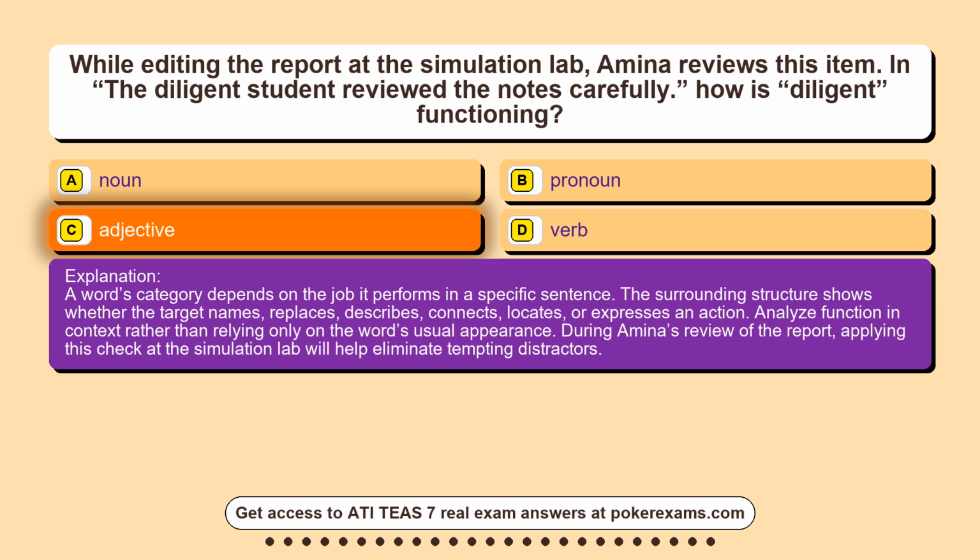A word's category depends on the job it performs in a specific sentence. The surrounding structure shows whether the target names, replaces, describes, connects, locates, or expresses an action. Analyze function in context rather than relying only on the word's usual appearance. During Amina's review of the report, applying this check at the simulation lab will help eliminate tempting distractors.